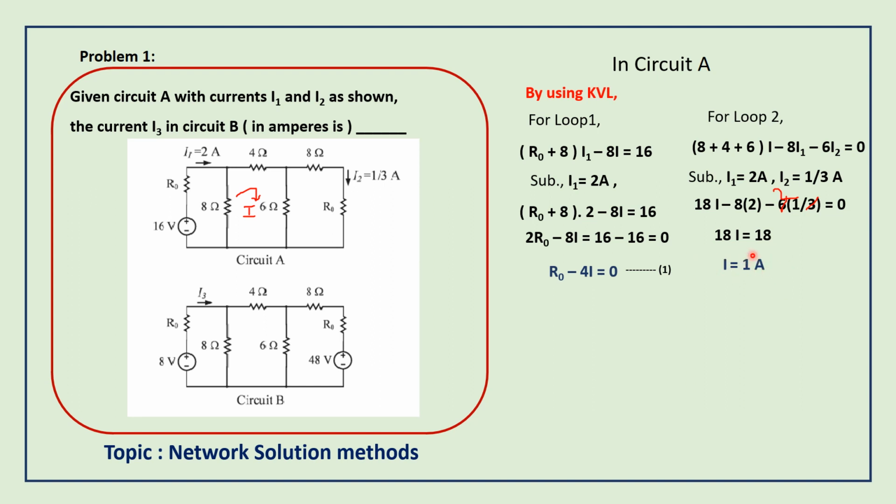So we can substitute this I equals 1 amp in the first equation to find R0. So R0 minus 4 into 1 equals 0. Substituting I equal to 1 amp, R0 equals 4 ohms. So now I found R0 equal to 4 ohms. Now I am going to apply this unknown resistance value of 4 ohms in circuit B to find the value of current I3.